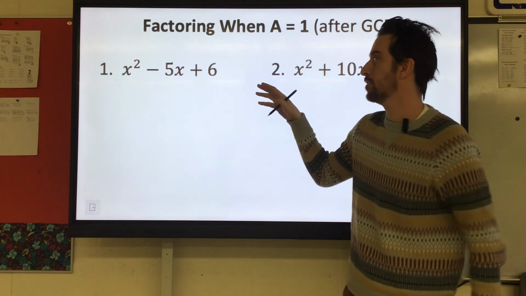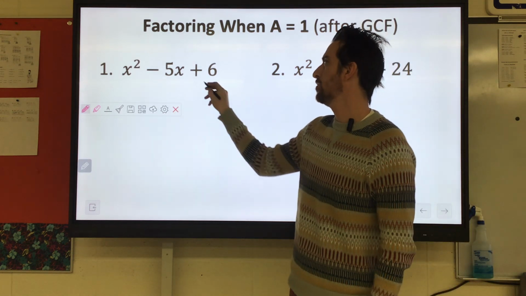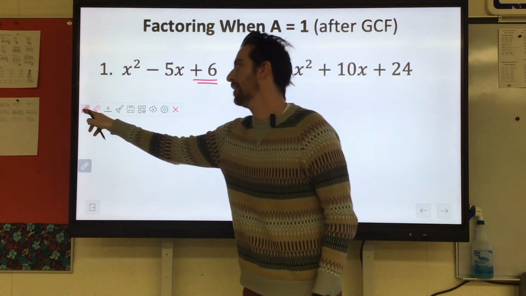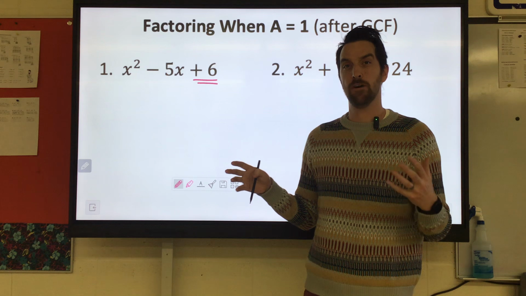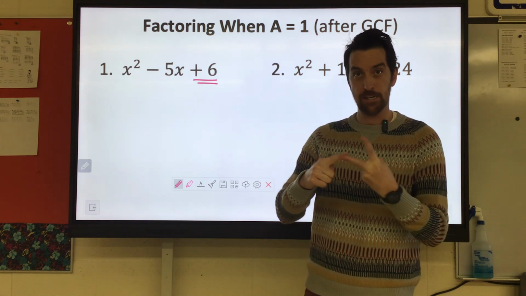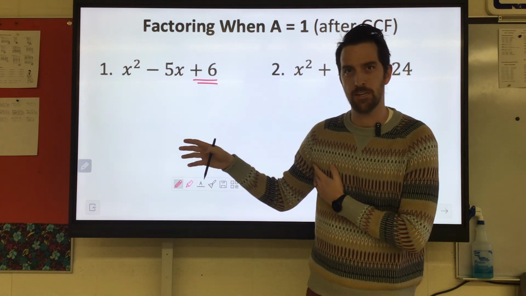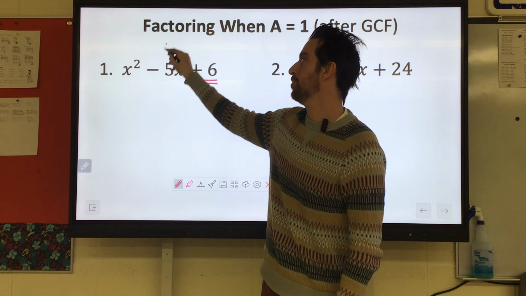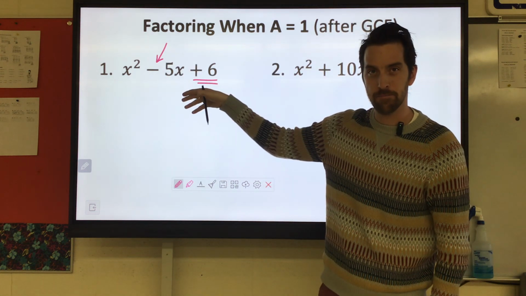You want to look at the last number first, because they always have to multiply to the last number, right? So here we look, and it has to end in positive 6, right? The only way you can multiply to a positive number is a positive times positive, or a negative times negative. So anytime the last symbol is plus, they have to both be the same signs. So that's where you look to the middle symbol, right? Because they always have to multiply to the last number, add up to the middle number.